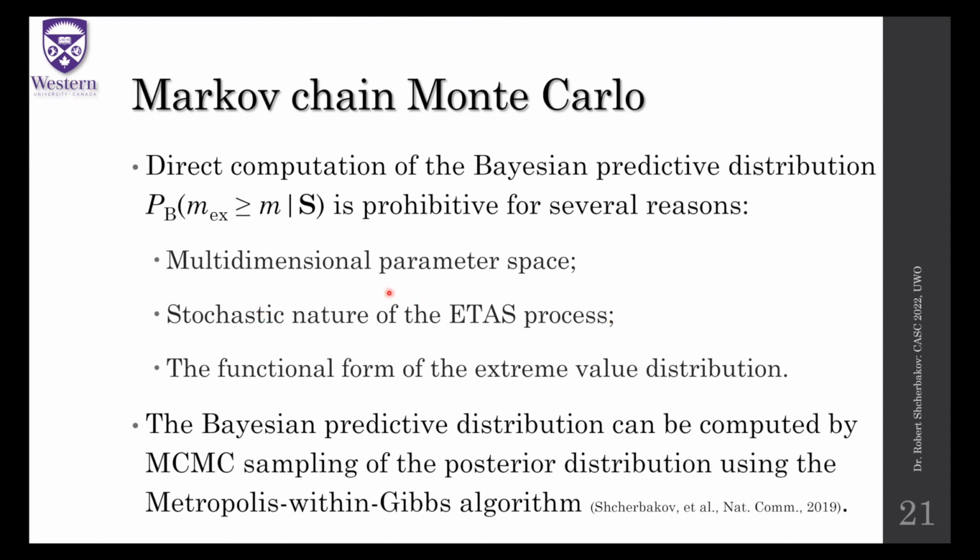Also, the stochastic nature of the ETAS process contains a lot of uncertainties. And so the Bayesian predictive distribution can be computed by Markov chain Monte Carlo sampling of the posterior distribution, using the Metropolis-within-Gibbs algorithm. This was published in Nature Communications several years ago in that paper.